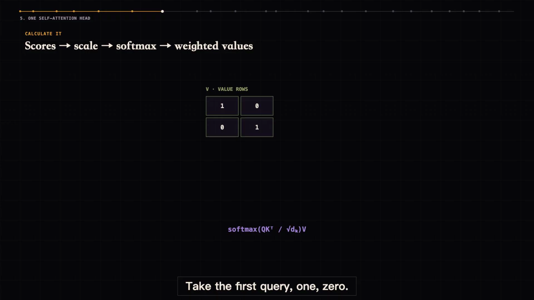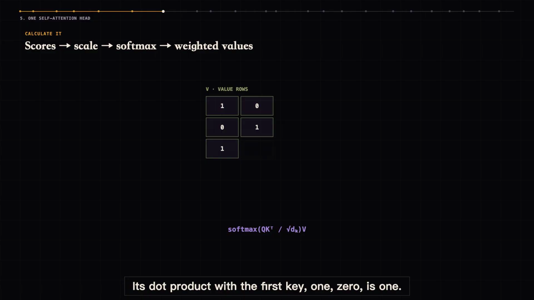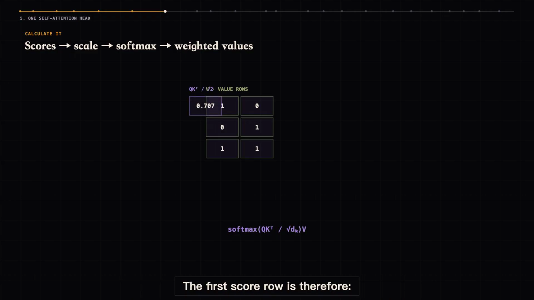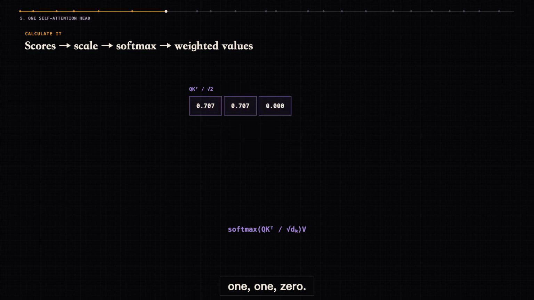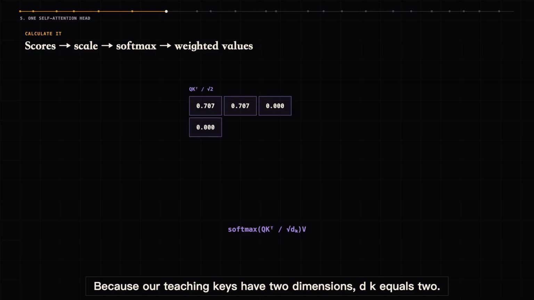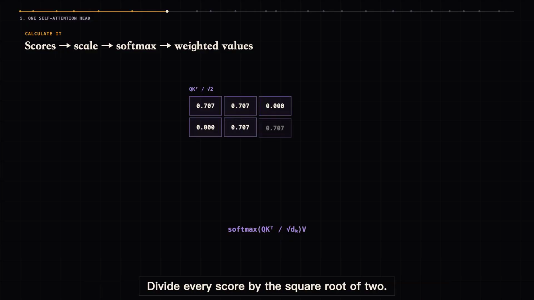Take the first query, 1, 0. Its dot product with the first key, 1, 0, is 1. Its dot product with the second key, 1, 1, is also 1. Its dot product with the third key, 0, 1, is 0. The first score row is therefore 1, 1, 0. Because our teaching keys have 2 dimensions, dk equals 2. Divide every score by the square root of 2.